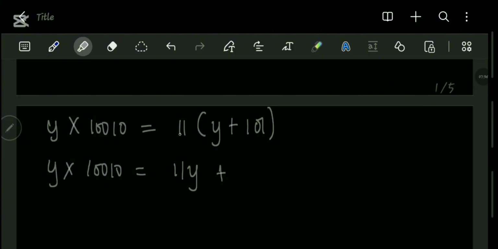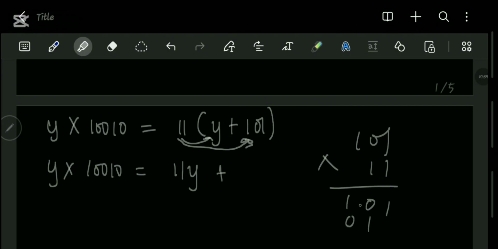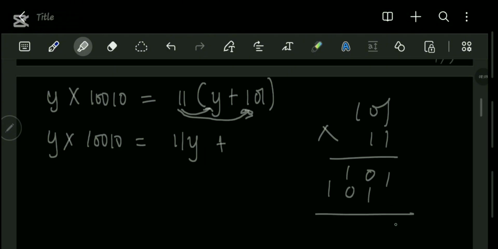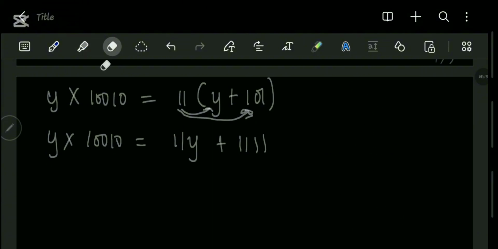So we have y multiplies 10010, that's equal to 11 multiplies y gives us 11y, then plus 11 multiplies 101 in base 2. So 11 multiplies y to give us 11y, and then plus 11 multiplies 101, so in base 2. If you have 101 in base 2 multiplied by 11 in base 2, so the number multiplication, 1 times 1 is 1, 1 times 0 is 0, 1 times 1 is 1, 1 times 1 is 1, 1 times 0 is 0, 1 times 1 is 1. If you add this, you have 1111. That is, this multiplies that giving us 1111. Remember, all of them are said to be in base 2 from the question.